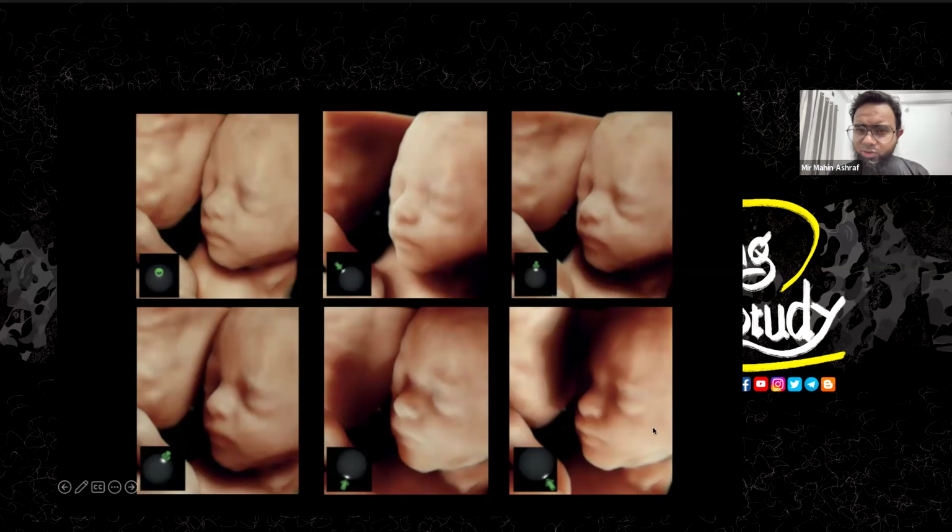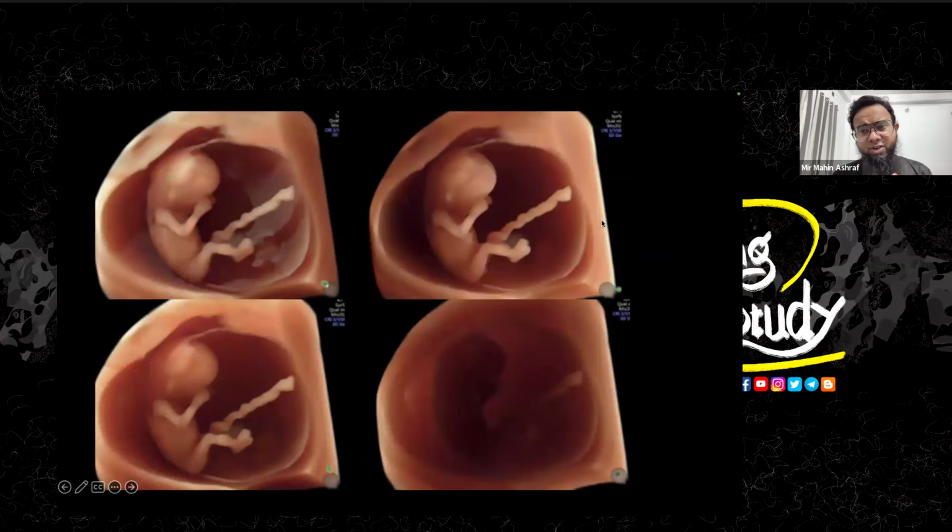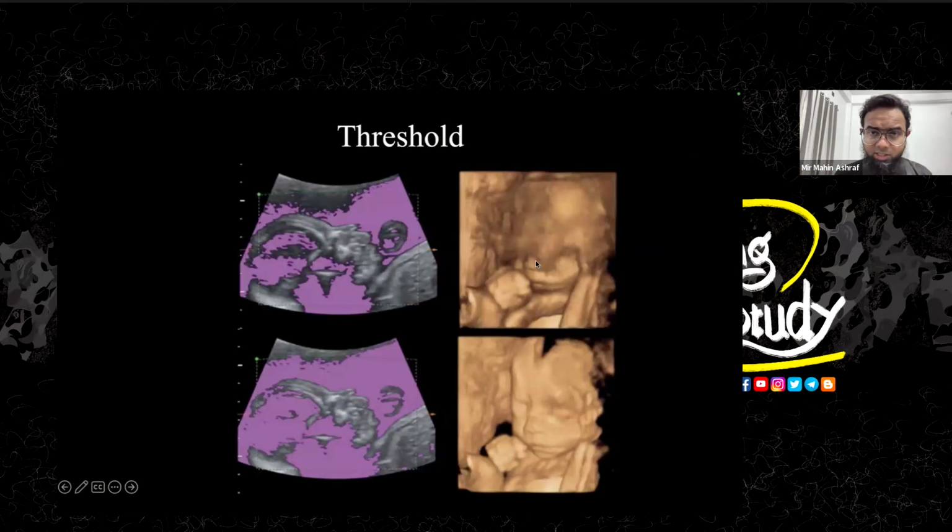So which one is very good? I think I will go for this one or this one. This is quite like a horror movie. So it is very important to change the light source because it may give you different vibes and it may give you different images. So we can use the threshold option.